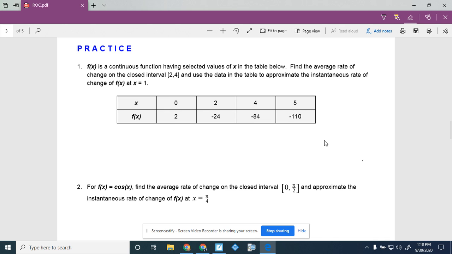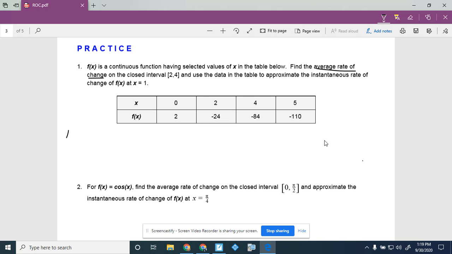We are going to do some practice problems dealing with average rate of change and instantaneous rate of change. So let's start with question one. It says if f of x is a continuous function having selected values of x from the table below, find the average rate of change on the closed interval 2 to 4, and use the data in the table to approximate. So we'll do that part second. So first, let's find the average rate of change over the interval 2 to 4.